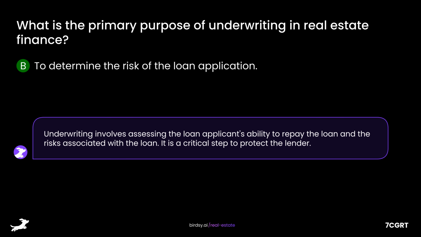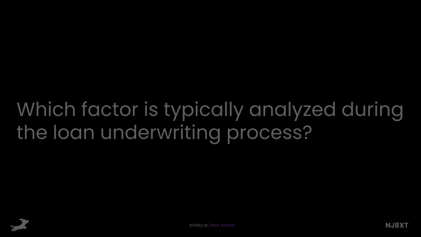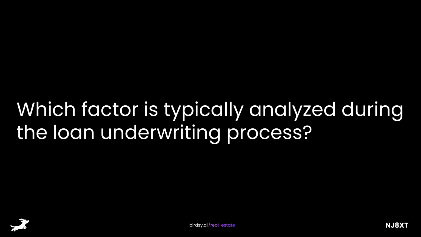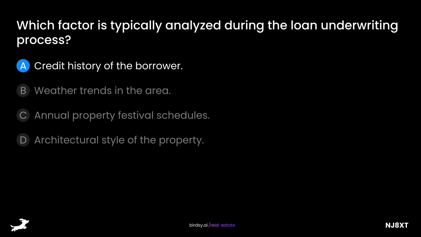Underwriting involves assessing the loan applicant's ability to repay the loan and the risks associated with the loan. It is a critical step to protect the lender. Which factor is typically analyzed during the loan underwriting process? Is it A. Credit history of the borrower, B. Weather trends in the area, C. Annual property festival schedules, or D. Architectural style of the property? The answer is A. Credit history of the borrower.